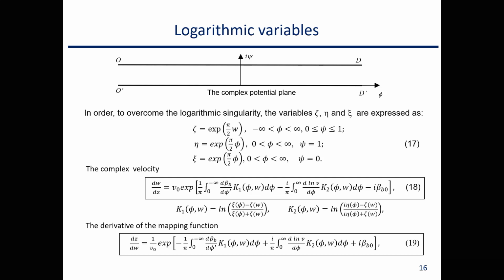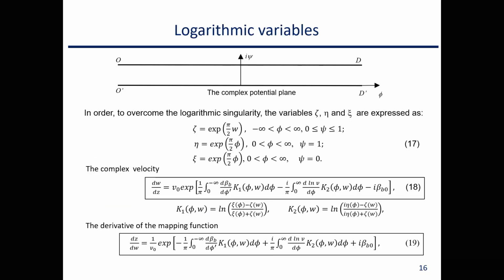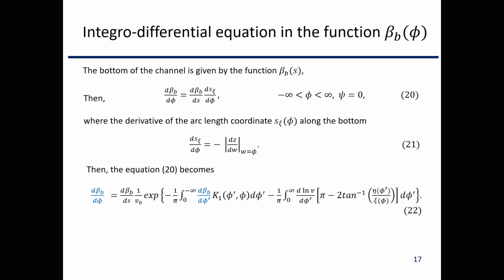So anyway, we can easily find the complex velocity function, changing the variable from zeta to phi and psi, the complex potential. And this expression, next slide, please. Here is shown that the expression of the mapping function still contains two unknown functions: beta on phi, and the velocity on eta, also on phi.